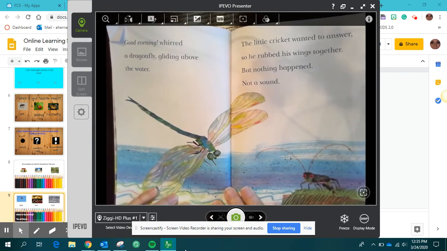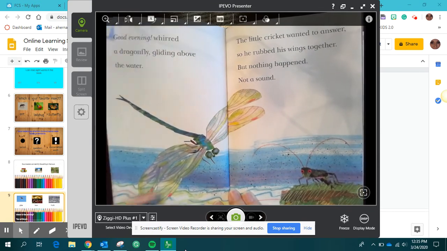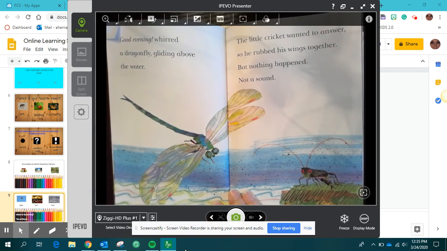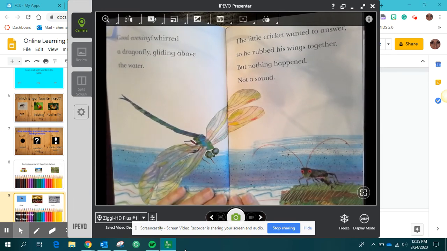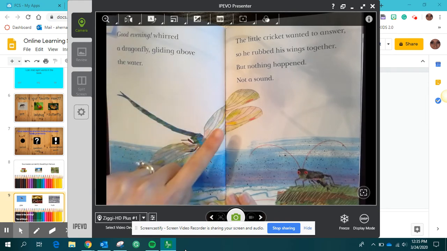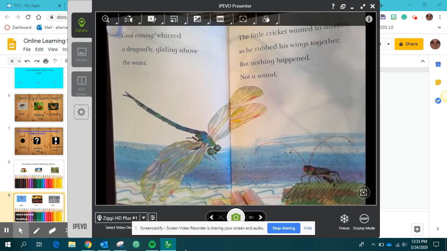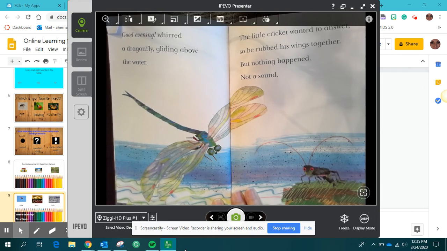on this page. Let's take a look at the setting on this page. It says, "Good evening," whirred a dragonfly gliding above the water. The little cricket wanted to answer, so he rubbed his wings together, but nothing happened, not a sound. Now, where do you think the setting on this page is? Take a minute and answer to an adult or your parent. The setting is, and then you're going to fill in the blank.